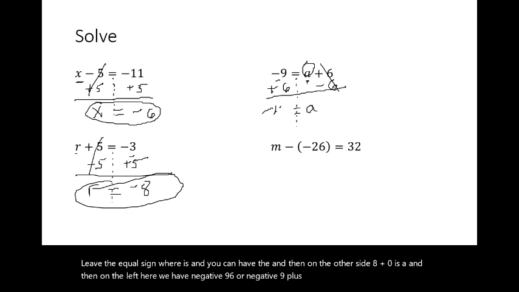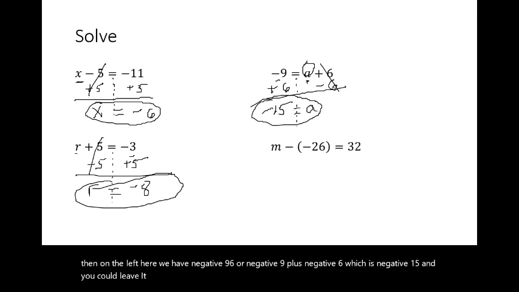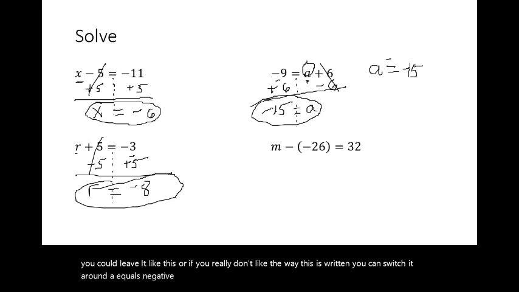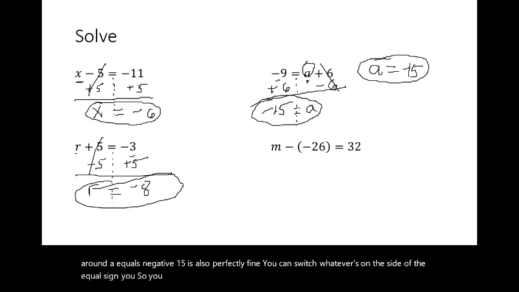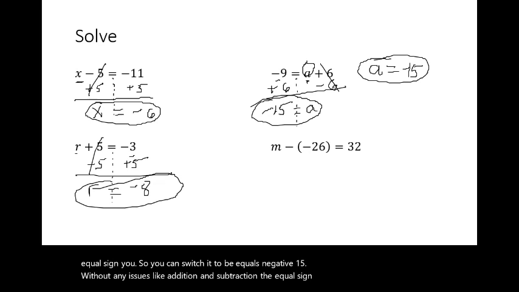And then on the left here, we have negative 9 minus 6, or negative 9 plus negative 6, which is negative 15. And yes, you can leave it like this. Or if you really don't like the way this is written, you can switch it around. A equals negative 15 is also perfectly fine. You can switch whatever's on the side of the equal sign, so you can switch it to be a equals negative 15 without any issues. Like addition and subtraction, the equal sign is commutative, so you could swap them.